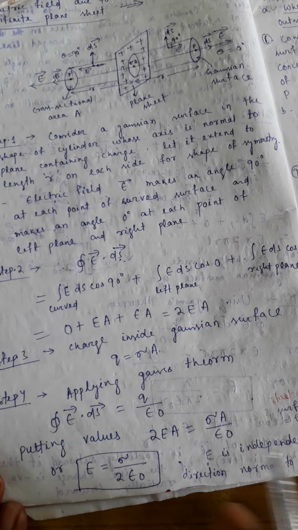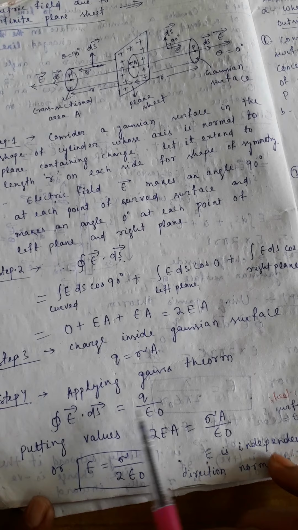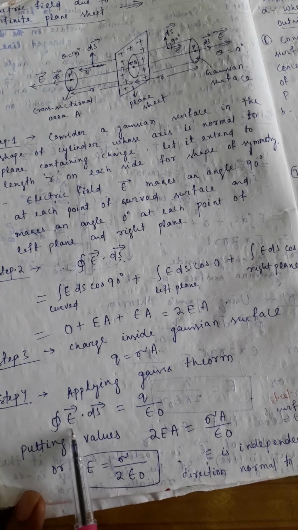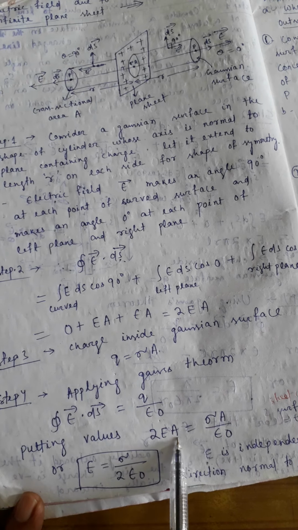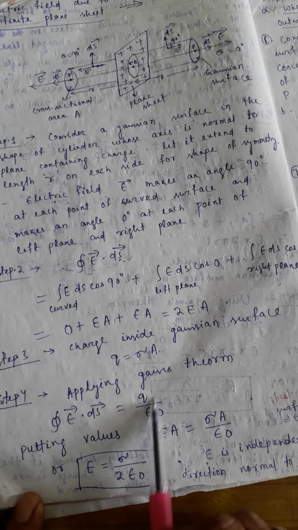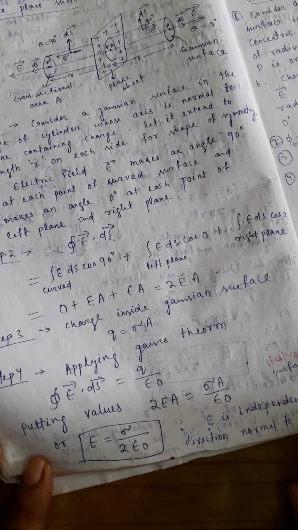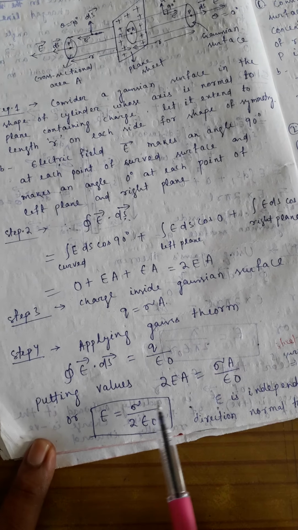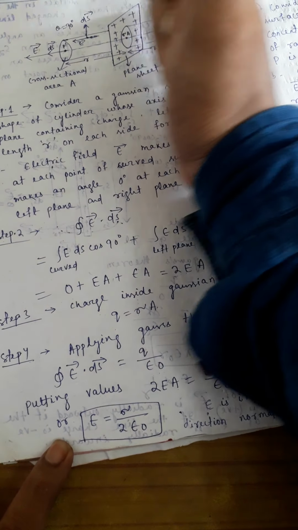Finally, we apply the Gauss theorem, that is closed integral E dS is equal to Q by epsilon naught. Instead of closed integral E dS, the value of this flux is 2EA, which is equal to, instead of charge, sigma A divided by epsilon naught. So finally, E is equal to sigma by 2 epsilon naught. It is for one surface.